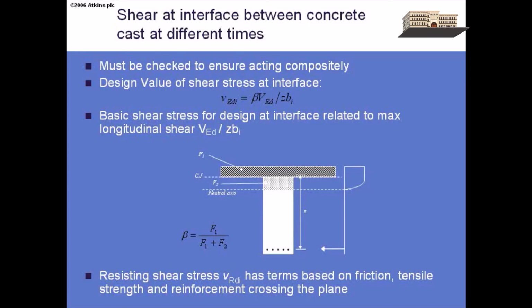So we don't use the elastic shear flow anymore. We used to use VAY over I. We don't use that anymore. We use the actual shear flow that suits the actual stress block that we've used in calculation. So if we've used this stress block, we need to use that to work out what the force is in the flange and in the web at different levels, and then we use that for the change of that force along the beam to work out the shear flow.